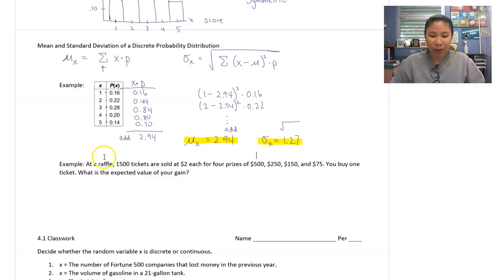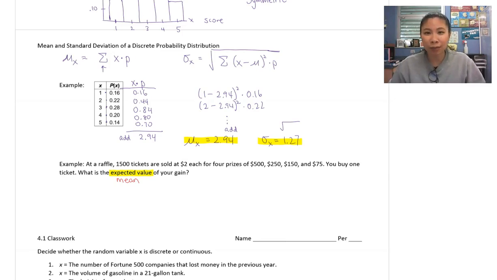So in this example, at a raffle, 1,500 tickets are sold at $2 each for the 4 prizes of $500, $250, $150, and $75. You buy 1 ticket. What is the expected value of your gain? So first, I want to talk about this word expected value. Expected value is like, on average, what would you expect to gain here? So really, they're asking about a mean. So anytime you see the word expected, they're basically asking you for the mean.